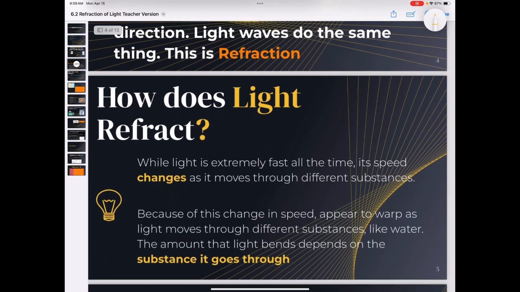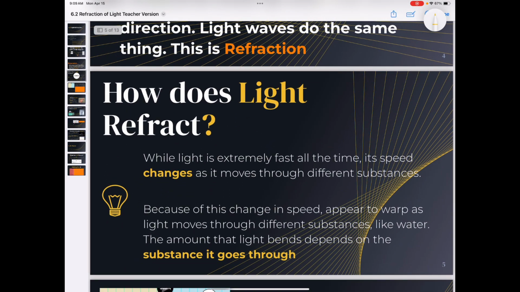Now, how exactly does light refract? We know that light is moving extremely fast. We talk about things moving at the speed of light in science. It's the fastest thing that we can come up with. But even though it is moving extremely fast, we can get it to slow down a little bit by changing what medium it is going through. So we can get its speed to change. And because of this change in speed, its angle is going to change a little bit.